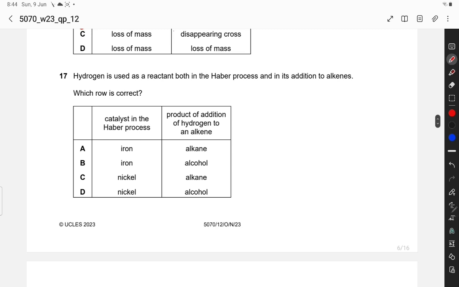17. Hydrogen is used as a reactant both in the Haber process and in its addition to alkenes. Which row is correct? The catalyst in the Haber process is iron, and the product of addition of hydrogen to an alkene is an alkane. Alkenes are unsaturated hydrocarbons, and when hydrogen is added, alkanes are formed. So A option is the correct option.